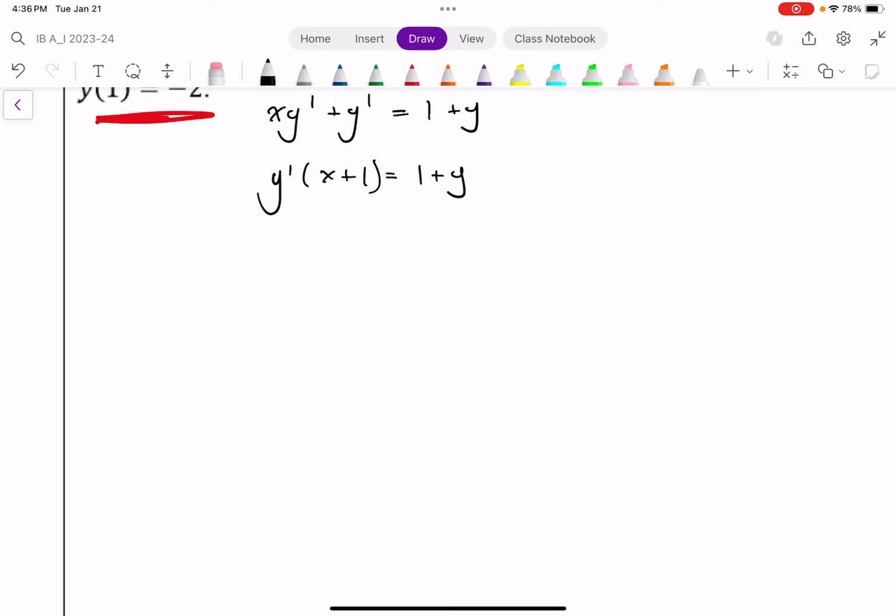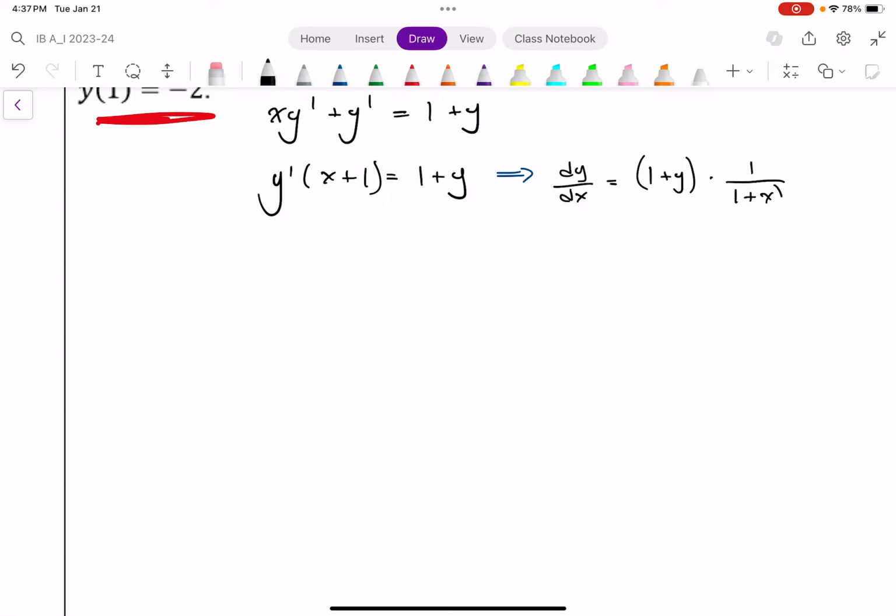I'm going to now isolate the y prime. Maybe I'll save myself a bit of space here, write it sideways. So I have y prime, which is dy/dx, equals, on the other side, what do I have here? I have 1 plus y times 1 over 1 plus x.